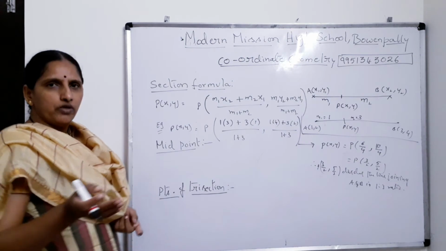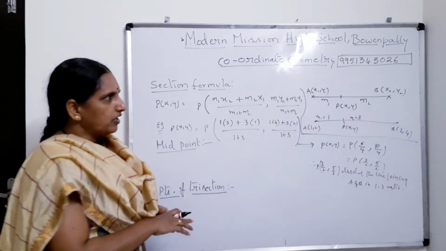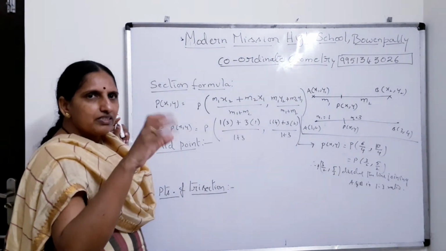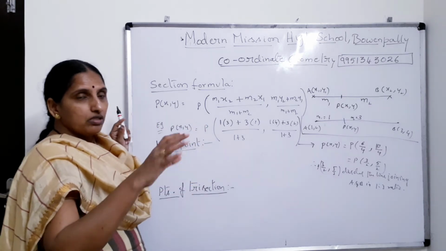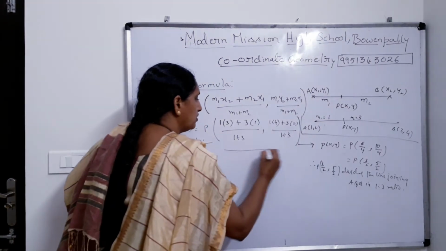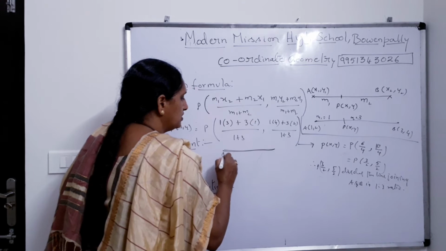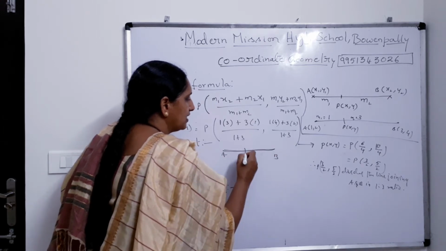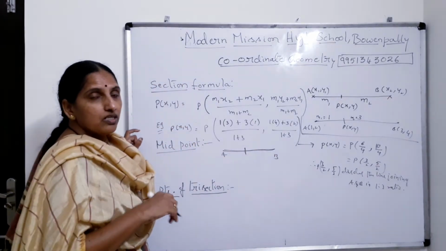What do you mean by midpoint? You are going to find out that particular point which is equidistant from both, on the line joining the two. This is A. This is B. Exactly, midpoint.